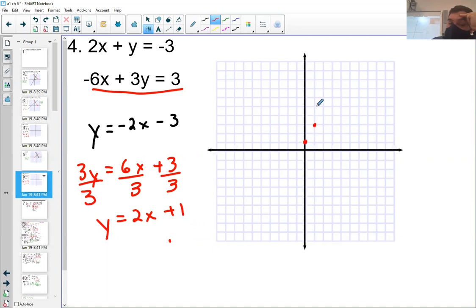Up to right one, up to right one, up to right one. 1, 2, 3. Down to left one, down to left one, down to left one. This one's -2, so down to right one, down to right one.